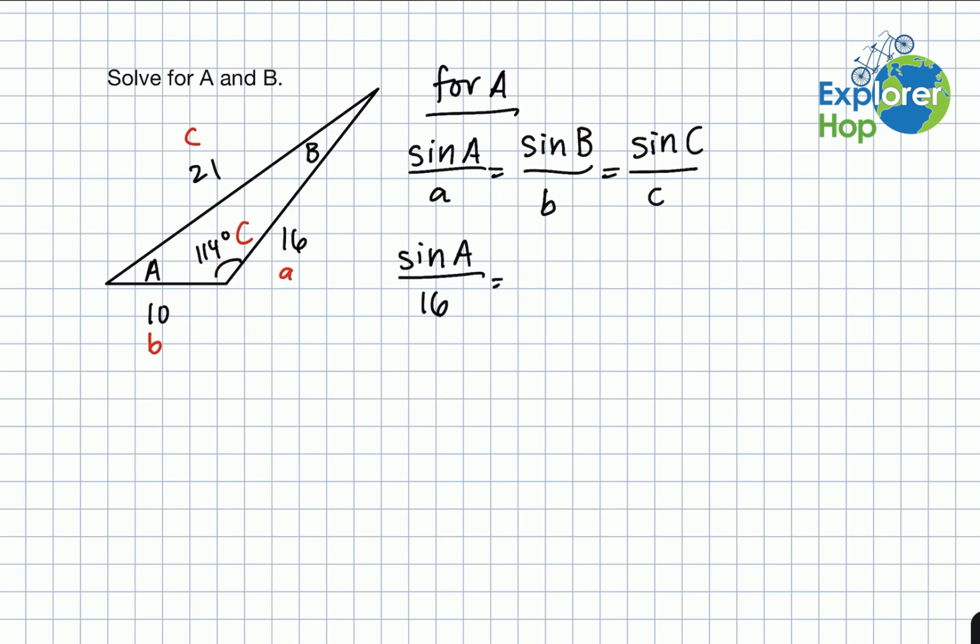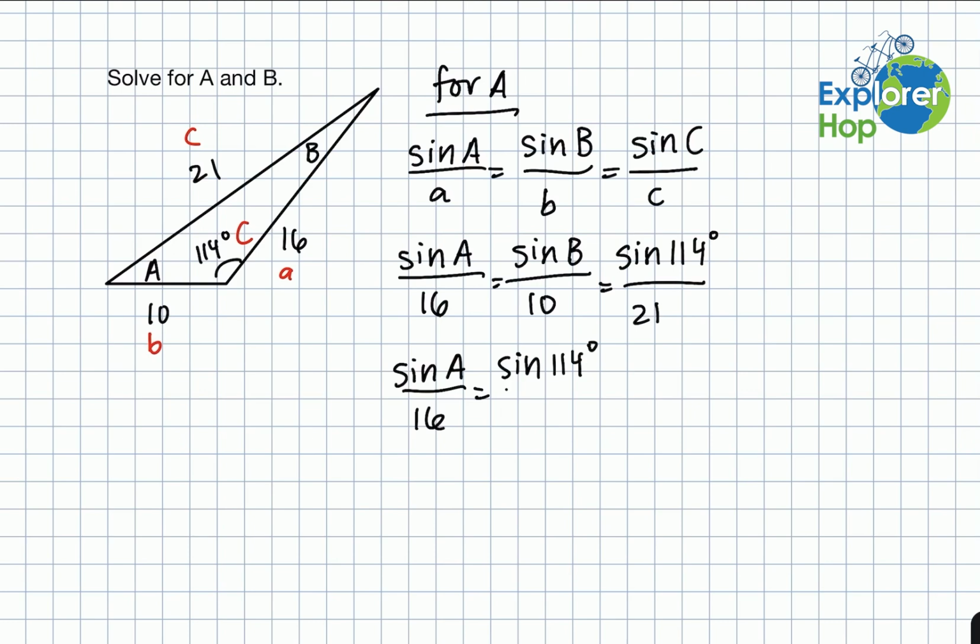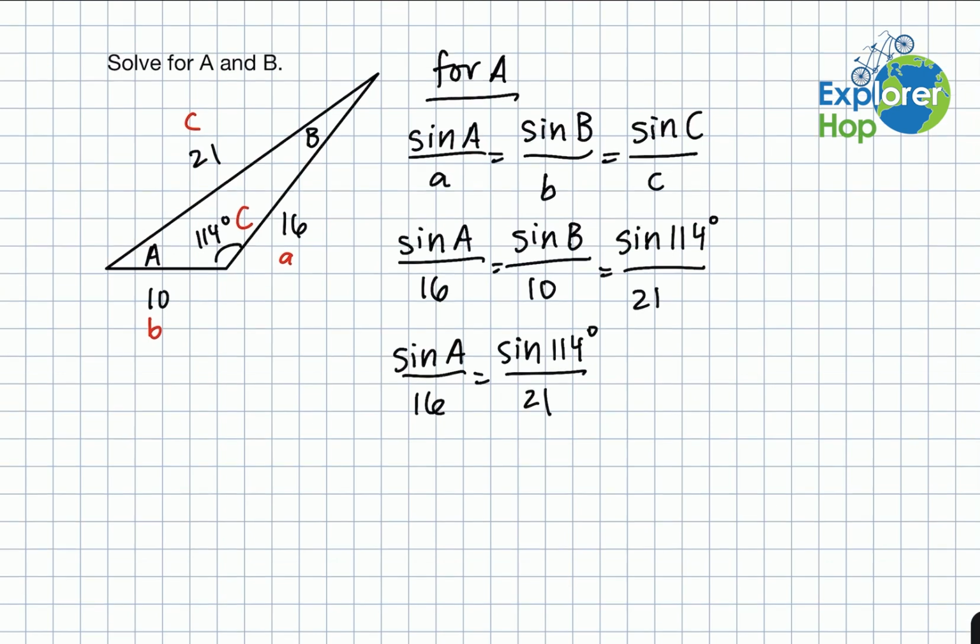And for sine B, we don't have sine B either because we don't have angle B, but we have side length B, which is 10. But we have angle C and side length C. So here we have a fraction where we know all the values. So we have the sine of angle 114 degrees divided by 21. And so since we're solving for A first, we can just focus on the sine of A divided by 16 is equivalent to the sine of 114 divided by 21 for now, so that we can solve for angle A.